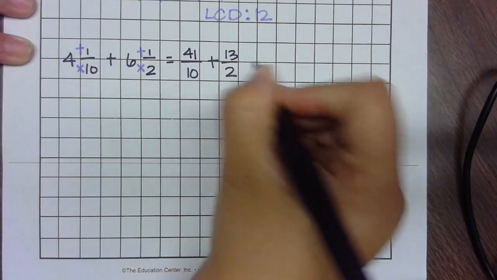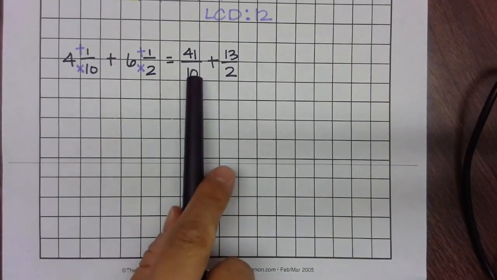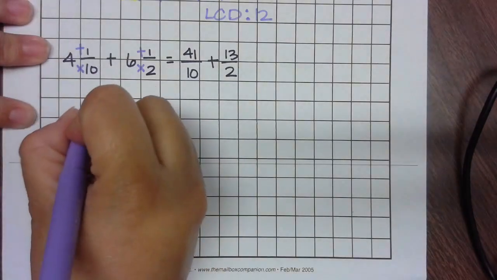13 halves. Now what we're going to do is our ratio table with these fractions. So we're going to do 41 tenths.